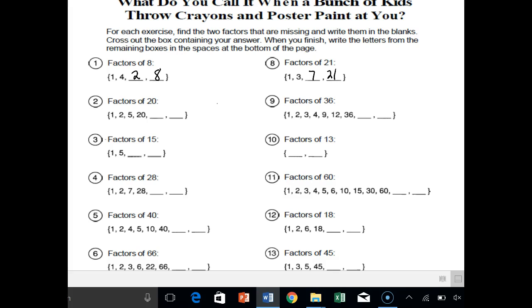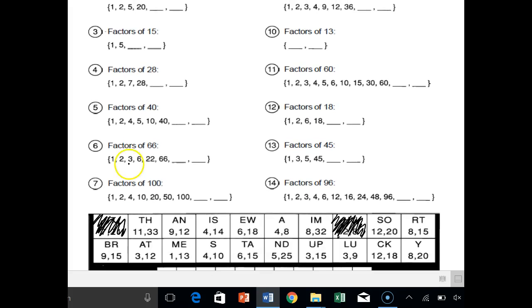Let's go down to number 6. That's kind of a difficult one. The factors of 66. 1 and, they already have 66. 2 and, what number times 2 will give you 66? The answer to that is 33, right? 33 times 2 gives you 66, so we know we're good. 3 times what gives you 66? 3 times 22 gives you 66. All right, so that's already checked off. 6 times what gives you 66? 6 times 11. So you need 33 and 11, or as it says, 11 and 33, and you cross those off.